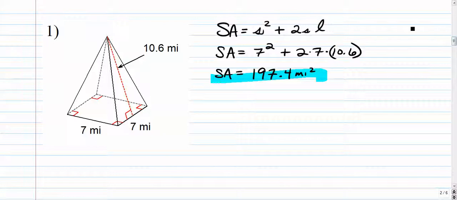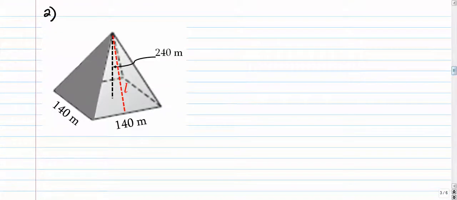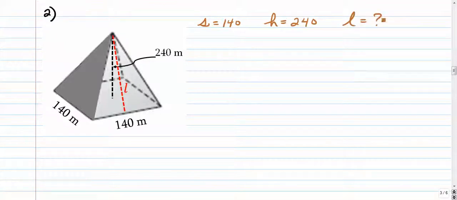Simple as that, right? But sometimes the slant height won't be given, and instead we'll be given the actual height, which is H. L is given when it goes down the outside, but when the height is given, it's sort of a hidden dimension right down the middle. So number 2, in this example, we are given the height. We're given that S is 140, H is 240, slant height we don't know.